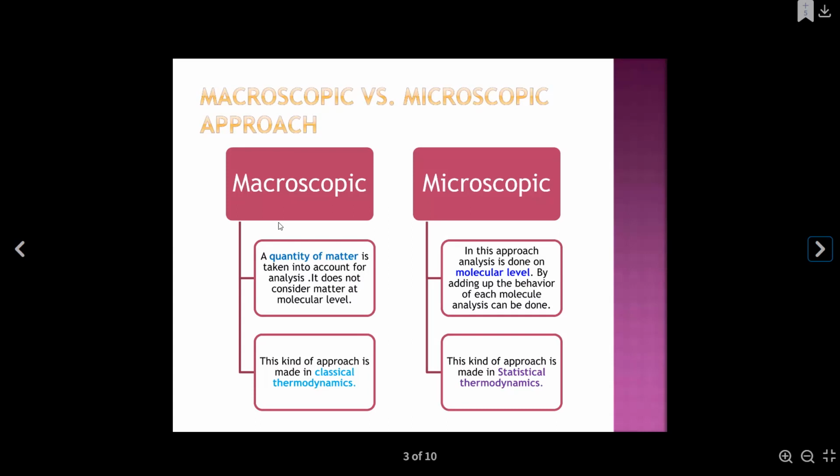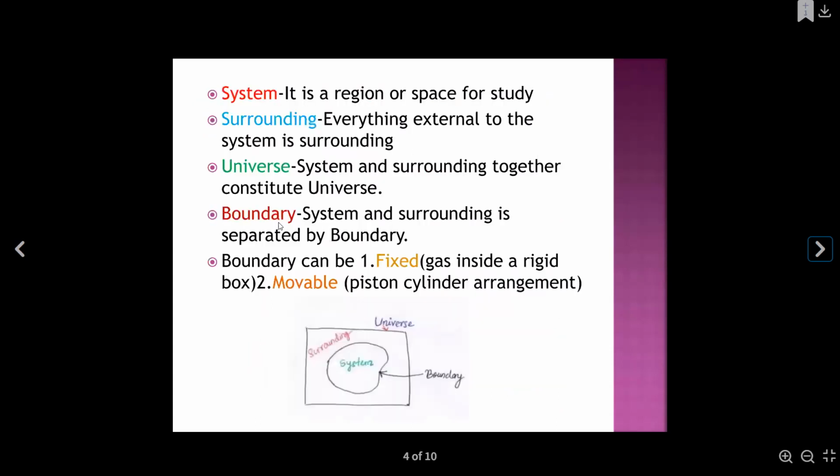While in the microscopic approach, analysis is done on molecular level, that is the smaller molecules. The analysis is usually done at molecular level by adding up the behavior of each molecule. And this kind of approach is usually made in statistical thermodynamics.